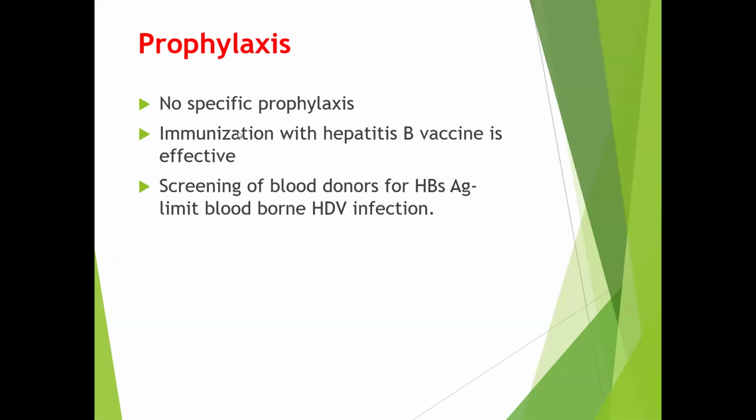Next, prophylaxis. There is no specific prophylaxis for hepatitis D virus. If we give the vaccine for hepatitis B virus, generally the recombinant yeast hepatitis B vaccine, it automatically gives protection from hepatitis D virus. The only other thing is that we should screen blood donors properly for HBsAg, which limits blood-borne hepatitis D virus infection.